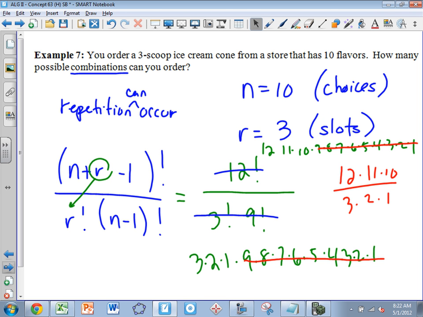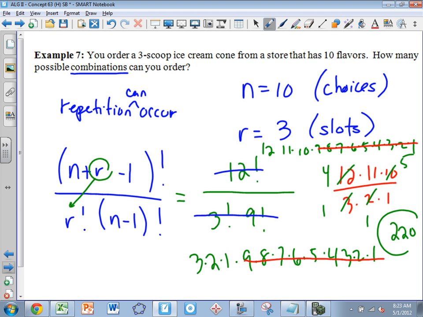Theoretically, we could just cancel right now to make it easier. 12 over 3 becomes 4. 10 over 2 becomes 5. So on the bottom, I'm left with all 1s, right? So 5 times 4 is 20. 20 times 11 is 220.